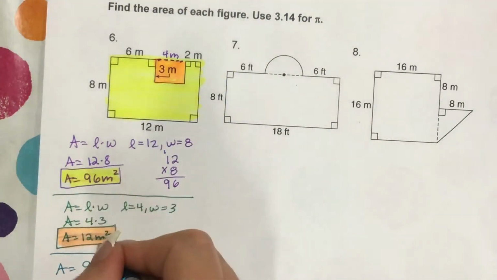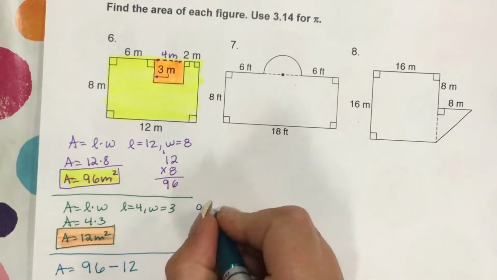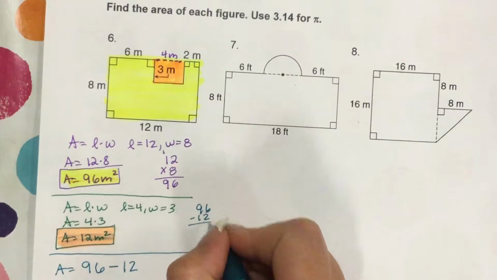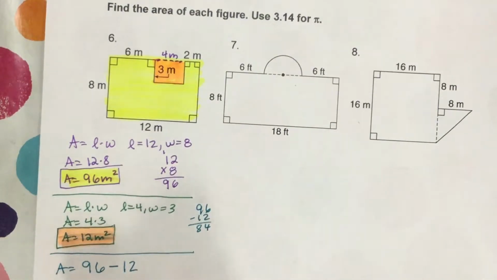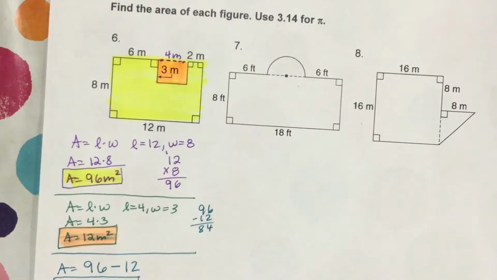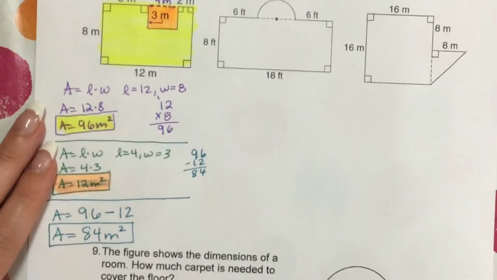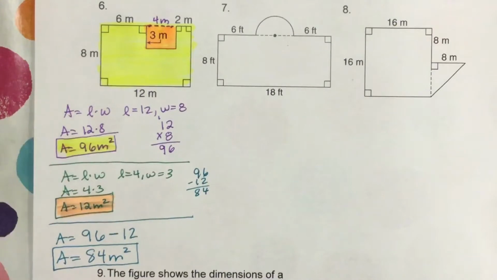So 96 minus 12. 6 take away 2 is 4. 9 take away 1 is 8. So the actual value is going to be 84 meters squared. So there you go. That's what the yellow is, 84 meters squared. If you did it a different way, you should get that same answer, 84 meters squared. And if you did, great job. Okay? Let's look at problem 7.